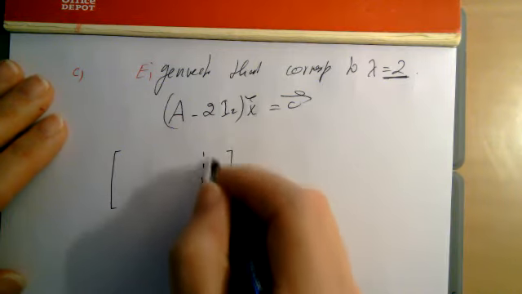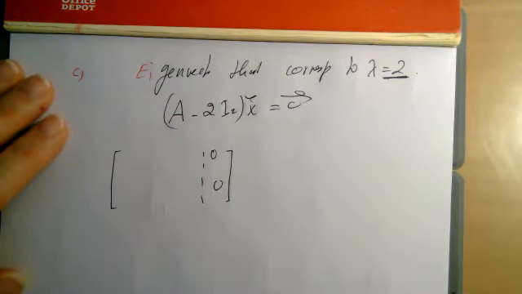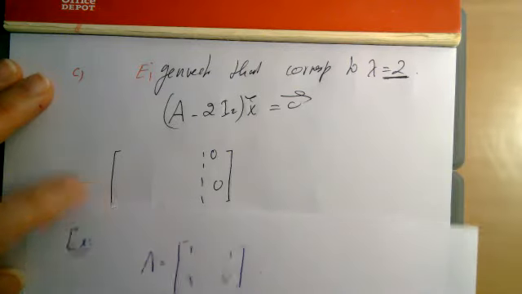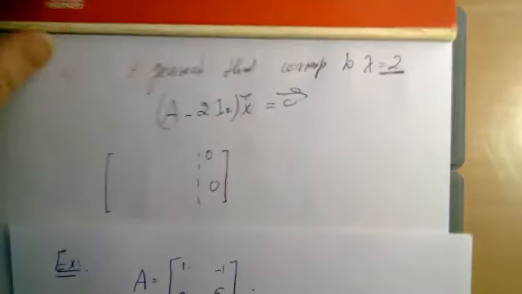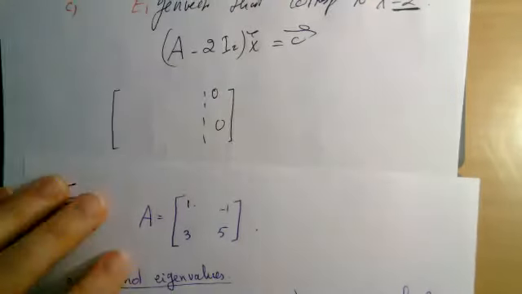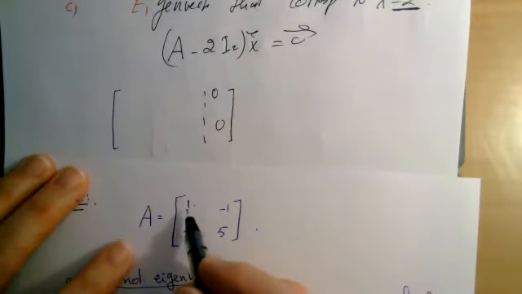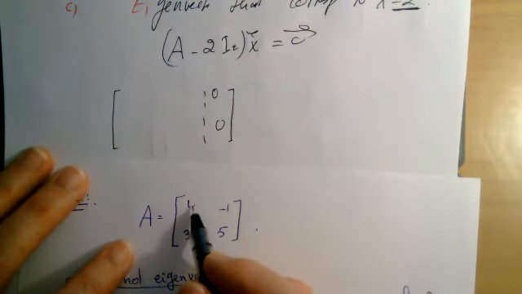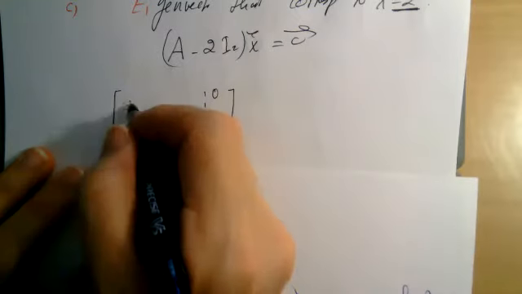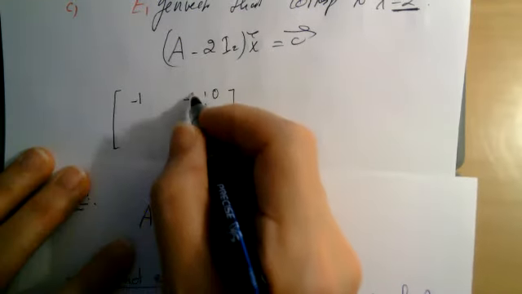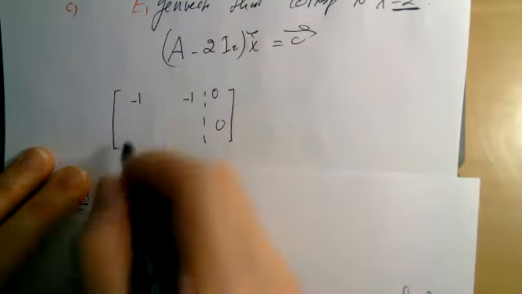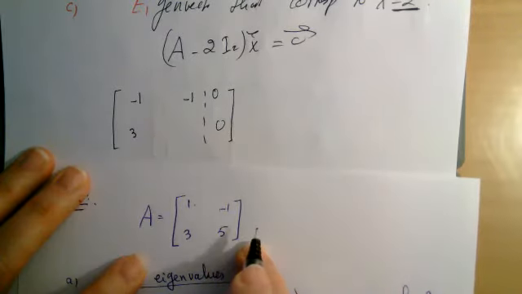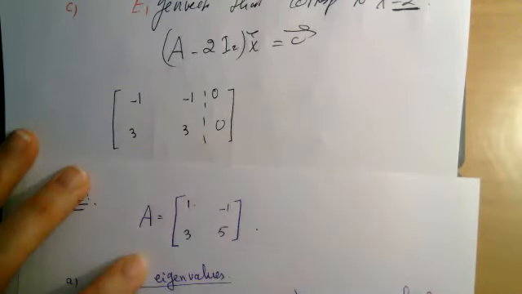So we solve it. At this stage, (A minus 2I) times x equals 0. I have to put A in front of me. So this is A, I have to take 2I, it means I have to take 2 from the diagonal. 1 minus 2 is minus 1. The terms off the diagonal are not being affected. This is a 3, and this is 5 minus 2, which is a 3.